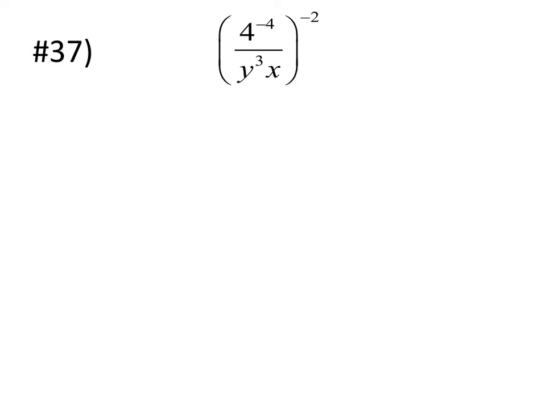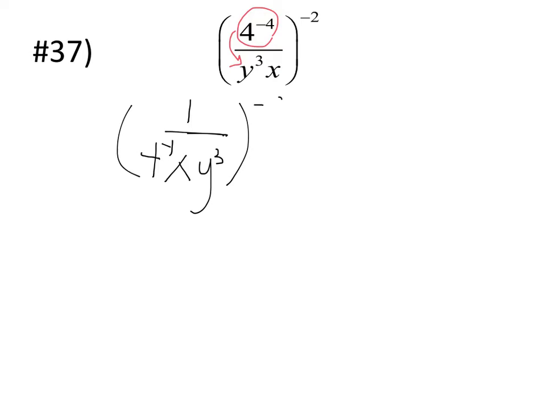Okay, so we have 4 to the negative 4 power over y cubed x all to the negative 2 power. So you can do this a couple ways. You can deal with inside the parentheses and then take everything to the negative 2 power. Either way, you're going to end up dropping some things like it's hot, so it's up to you. Let's go ahead and drop this like it's hot now. So then you end up with 1 over 4 to the 4th power x y cubed all to the negative 2 power.